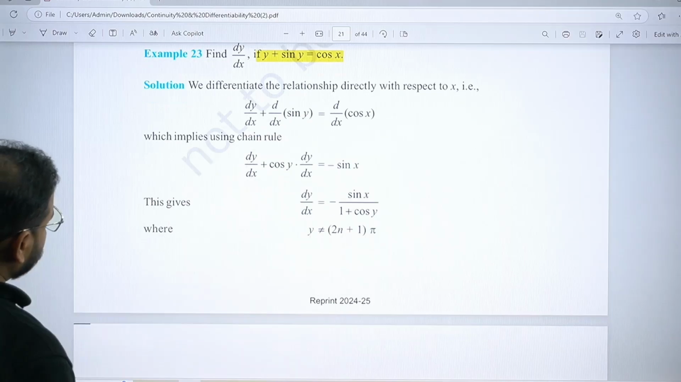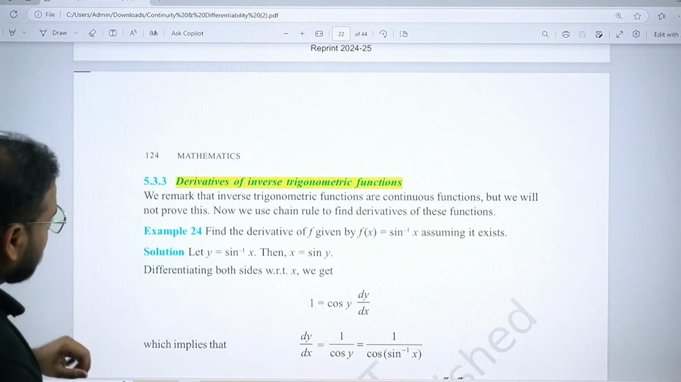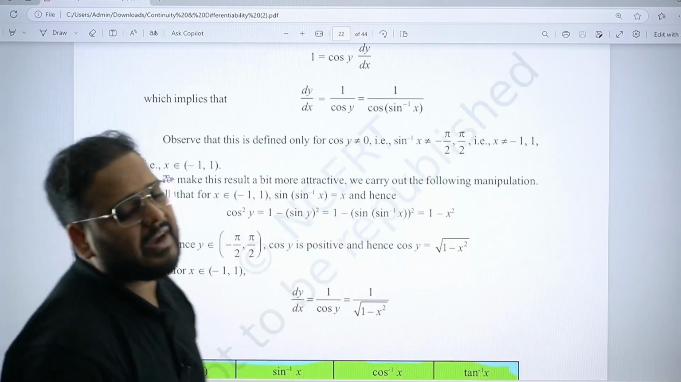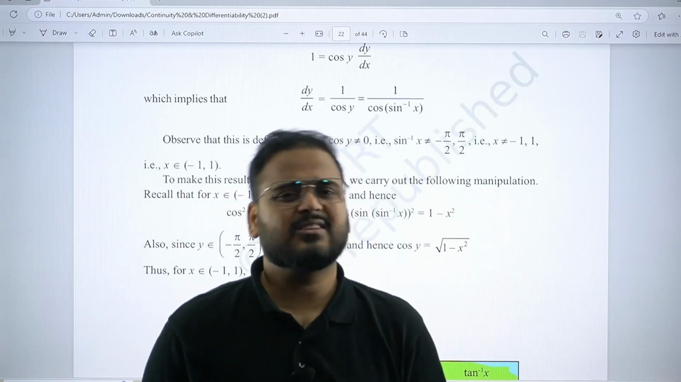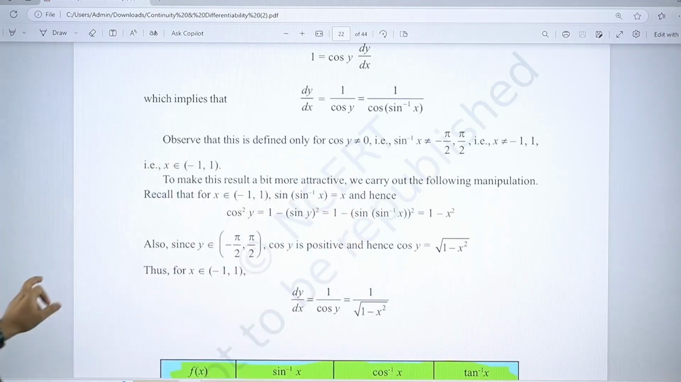Example number 23 is done. Then, derivative of inverse trigonometric functions. We have given you formulas of all kinds, so it is very important to remember all the formulas. You have a total of, I think, 3. If you remember those, that is more than enough, but remember all 6, just for the safe side.